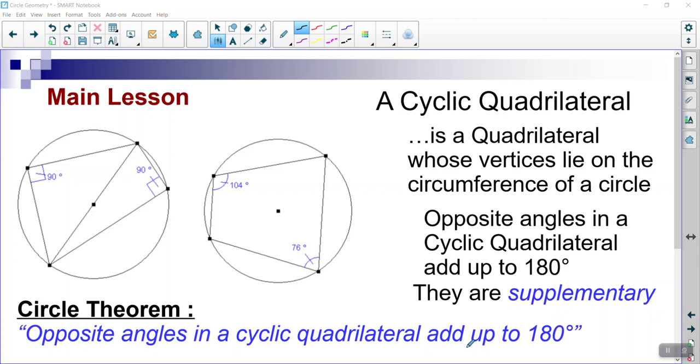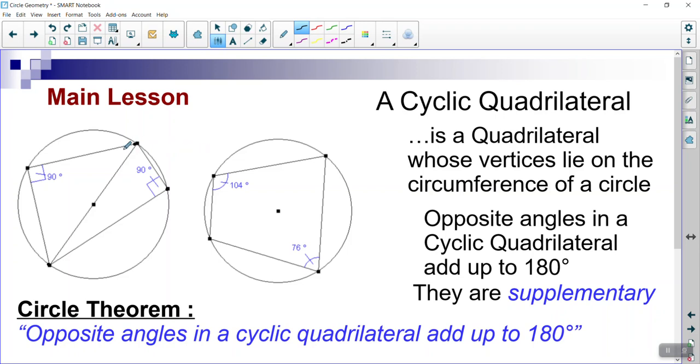A cyclic quadrilateral is a quadrilateral whose four corners lie on the circumference of the circle, as you can see here. So these are the four corners of the quadrilateral. They lie on the circle. So if even one of the corners does not lie on the circle, then it is not a cyclic quadrilateral.